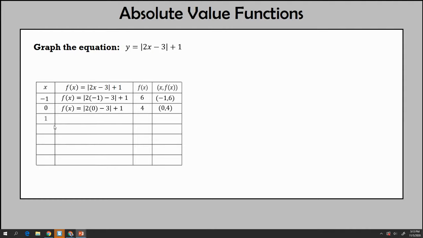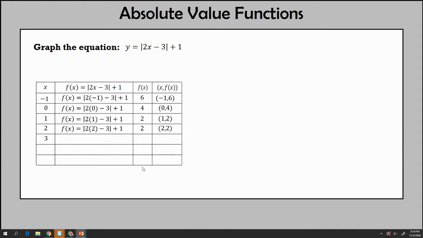You got to be able to do this math, guys. Okay, 2 times 1 is 2, minus 3 is -1. Absolute value of -1 is +1. Plus 1, 2. So 1, 2. Okay, put in 2. 2 times 2 is 4, minus 3 is 1. Absolute value of 1 is 1. Plus 1, 2. So you can see, we were at 6, we're down to 2. Now we're back up at 2.